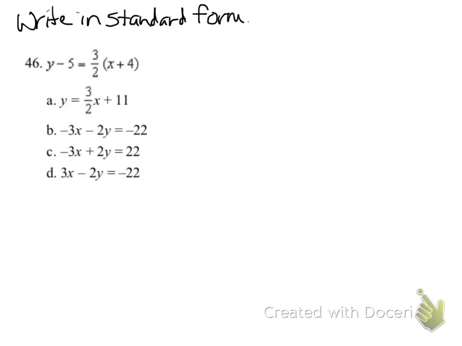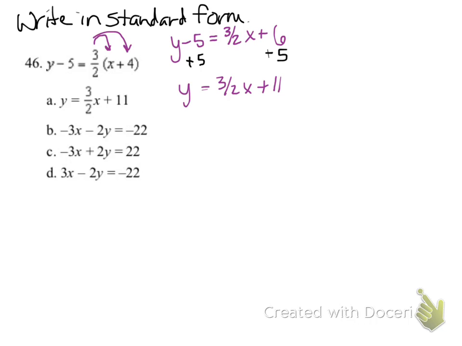All right, next problem. We're going to write this equation in standard form. So the first thing we're going to need to do is to distribute. We get y minus 5 equals 3/2 x plus 3 times 4 is 12 divided by 2 is 6. Then I need to add 5 to both sides. It gives me y equals 3/2 x plus 11. I need to subtract 3/2 x from both sides. Gives me a negative 3/2 x plus y equals 11.